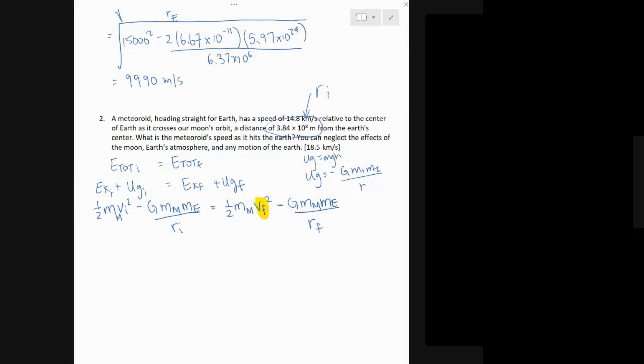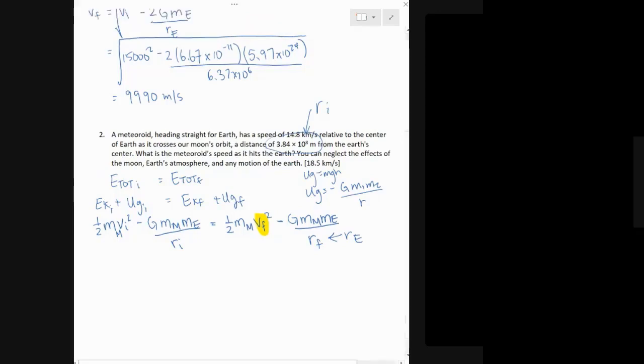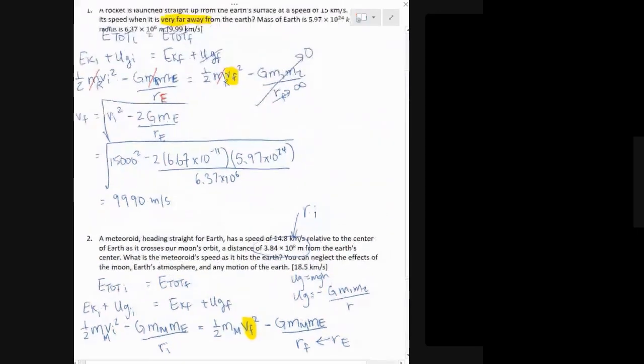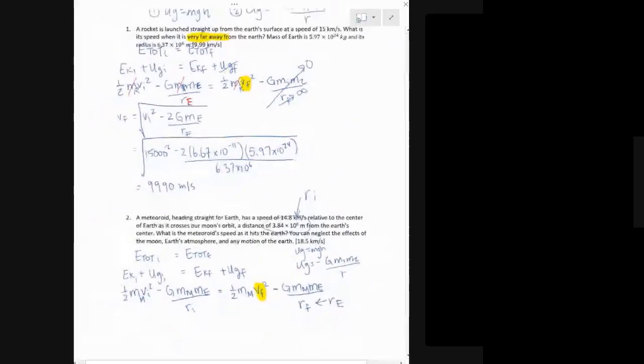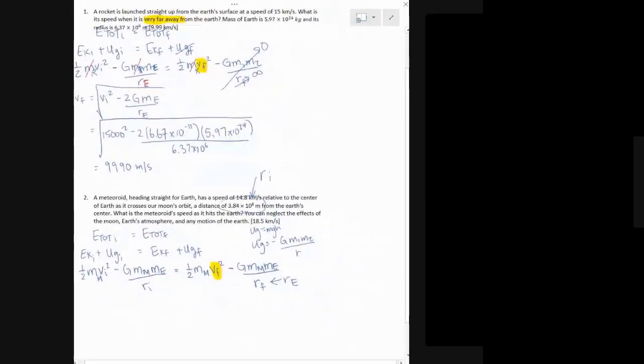What is the meteoroid's speed as it hits the Earth? So then what's the R final going to be? Now it's hit the Earth. The radius of the Earth. Yeah, good. So the R final is the radius of the Earth here, because now the meteoroid is on the surface of the Earth. Okay, so now you can start to plug everything in. You can use the values for the radius and the mass of the Earth that are up here from the first question, and rearrange and solve for V final, and then plug everything in.